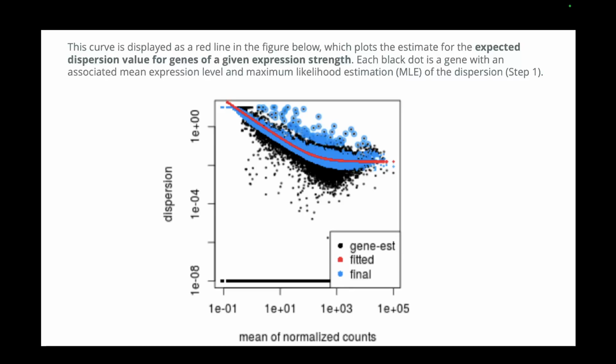So this red line is basically the best estimate of the dispersion for the whole set of genes. These black dots are all your genes. This line is the best fitting line explaining the dispersion versus the mean normalized counts for all these genes. So these are your data points, and this is a fitted line, a regression line. Okay, this is not a linear regression, but anyway.